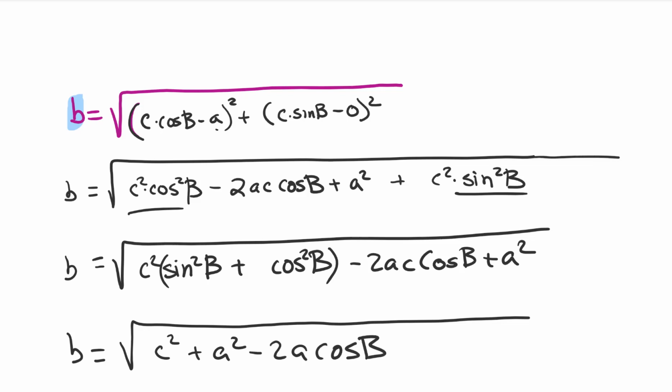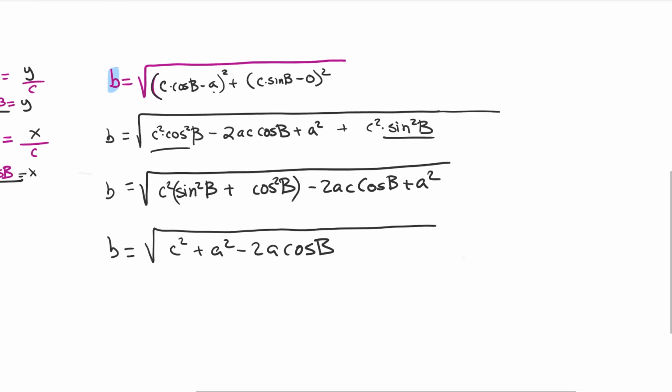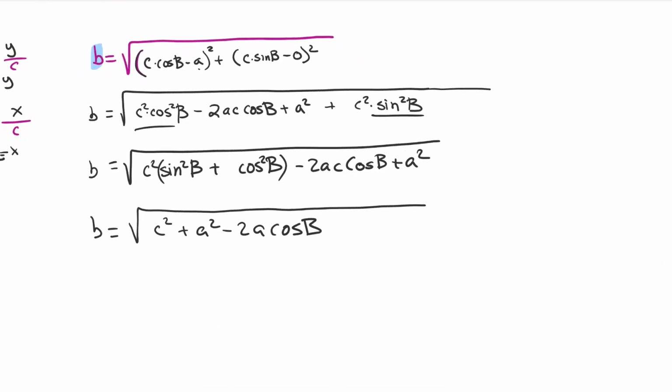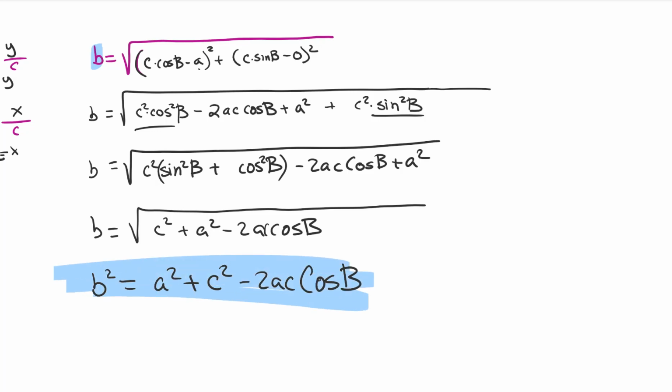Why don't we square both sides? You know what? What the heck? All of our sides are supposed to be positive anyway. We square both sides and we get b squared is equal to a squared plus c squared minus 2a. Wait a second. 2ac. I lost my c. 2ac cosine of b. And there is our law of cosines.